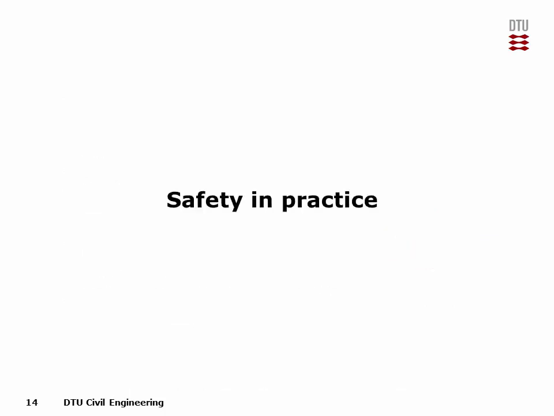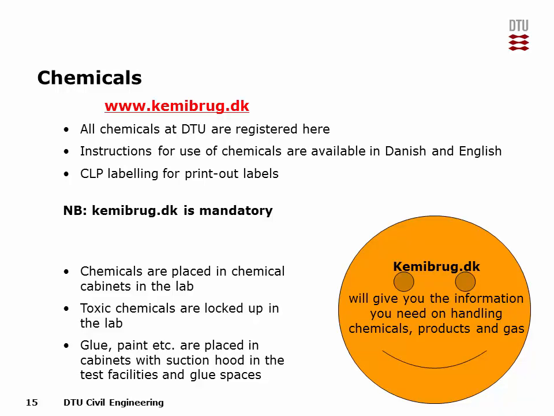Safety in practice. DTU handles many chemicals, therefore DTU has created the database of chemicals, www.chemibrew.dk, in cooperation with Copenhagen University. In the database you will find all chemicals registered at DTU. You will find instructions for use of chemicals in Danish and English. Furthermore, the database gives access to print out CLP labels.